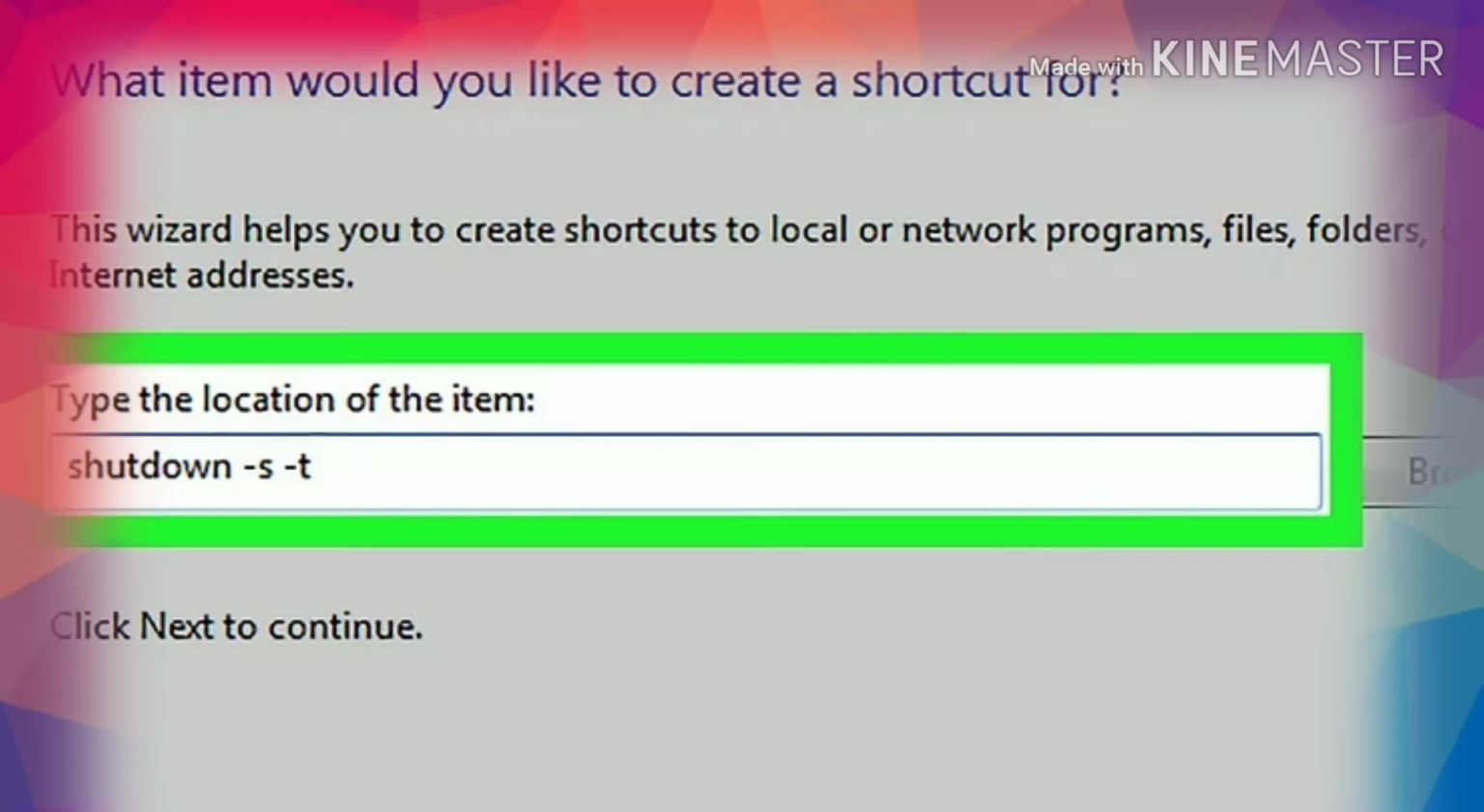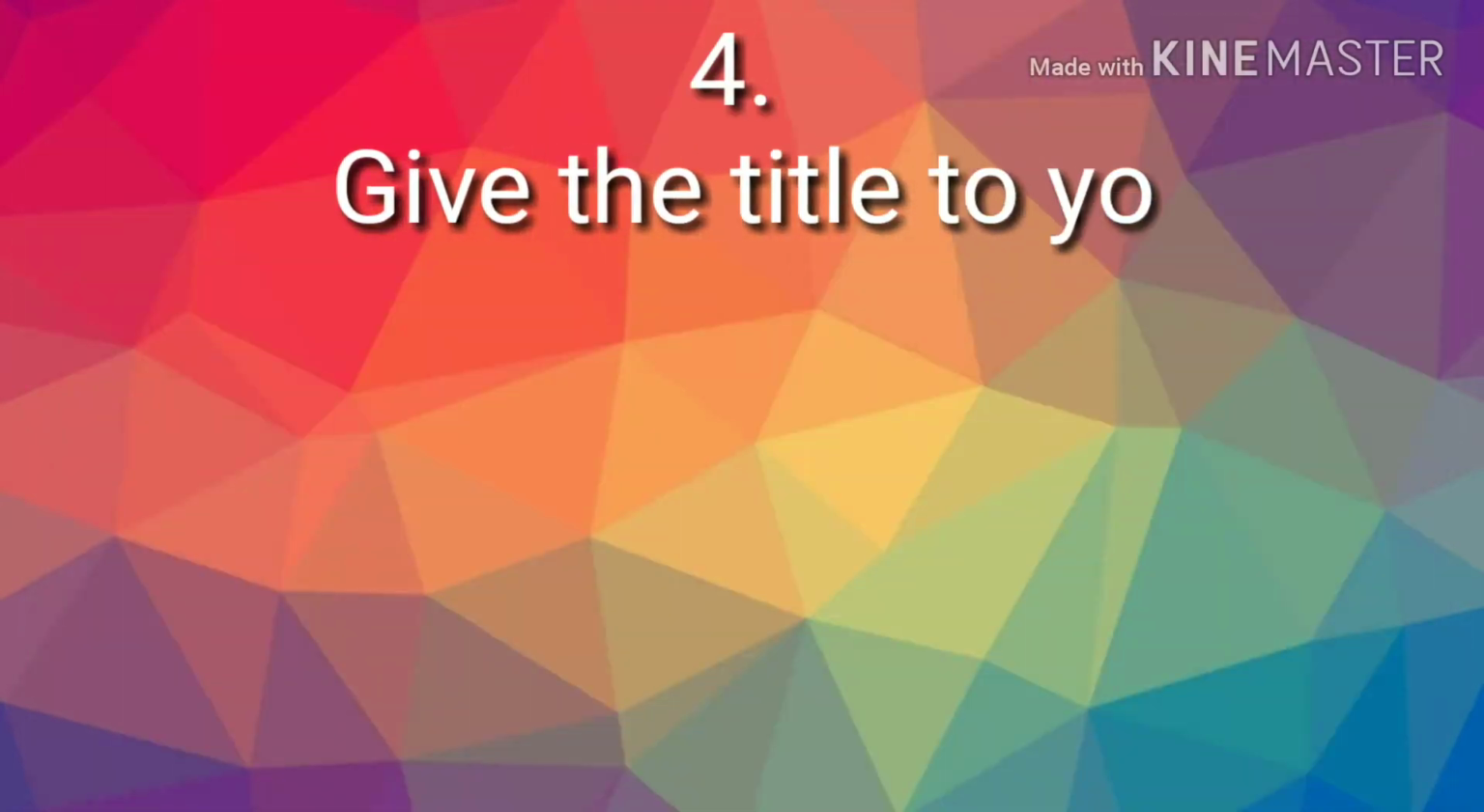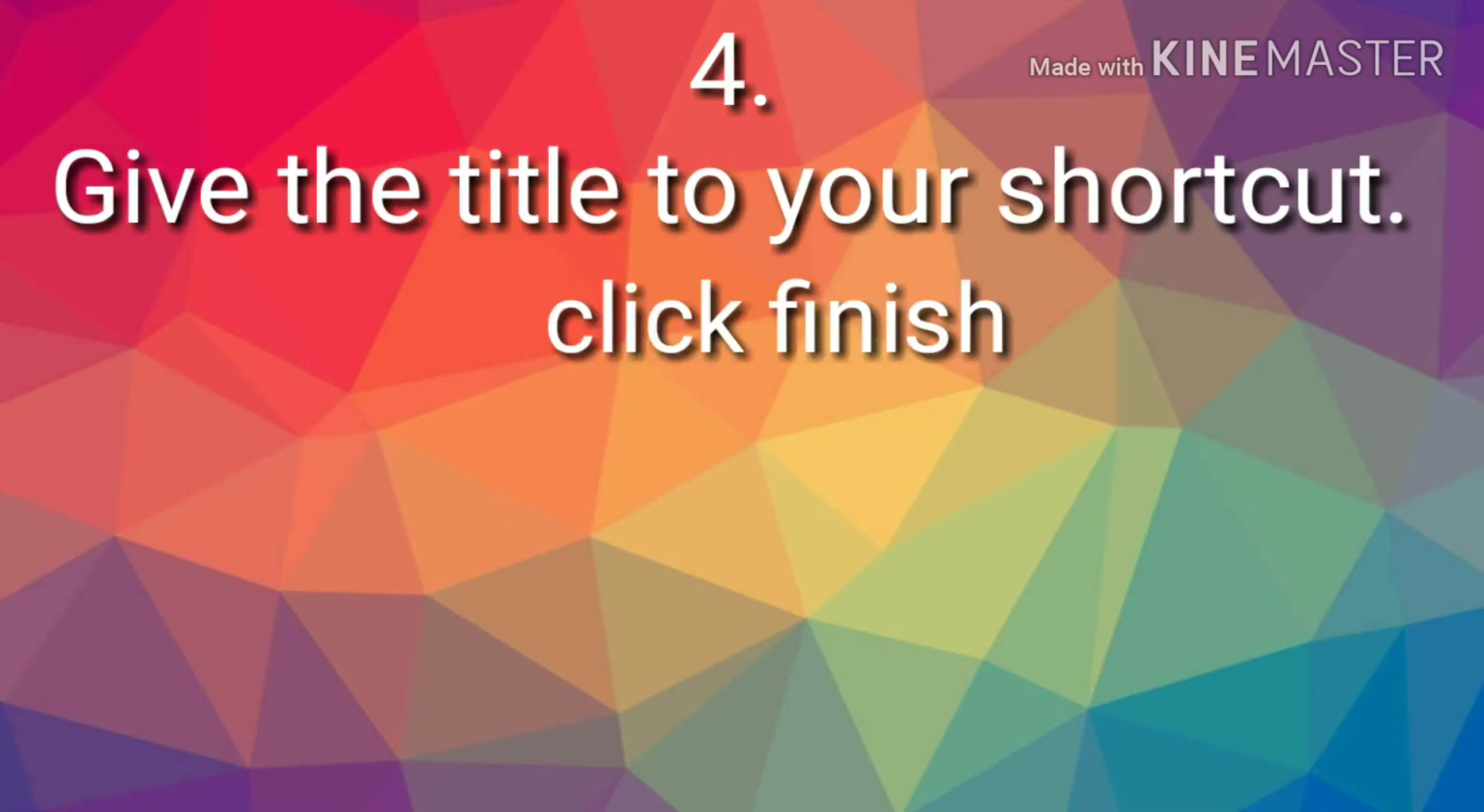Write this command, shutdown -s -t, and enter the time you wish in seconds after the command line. Click Next. If this command does not work for you, try shutdown -s. 4. Give a title to your shortcut. Click Finish.